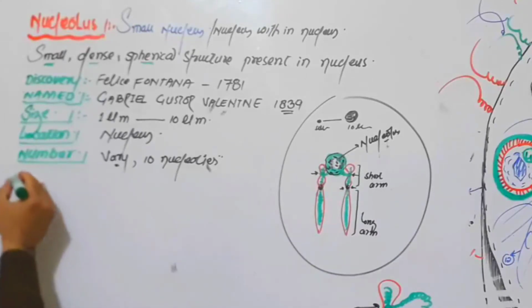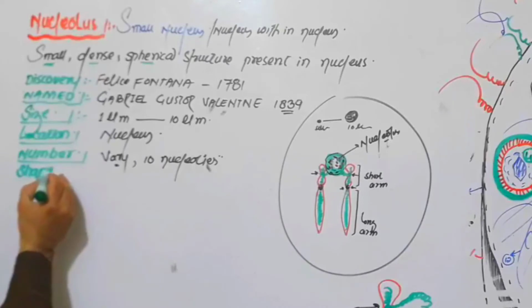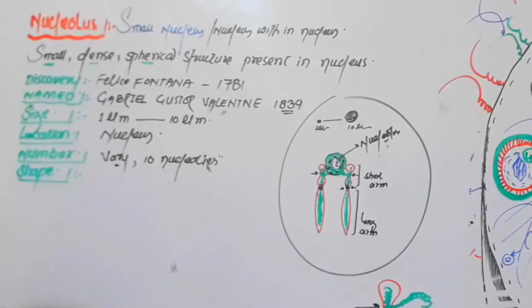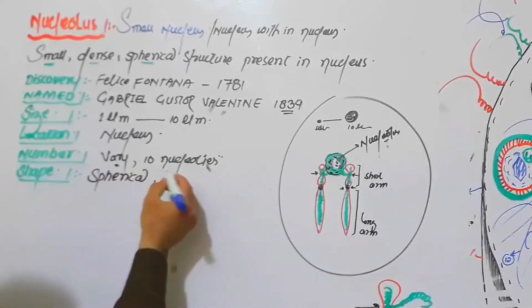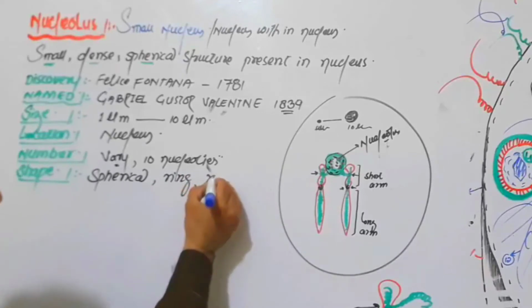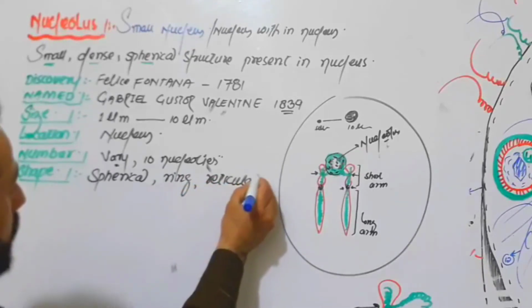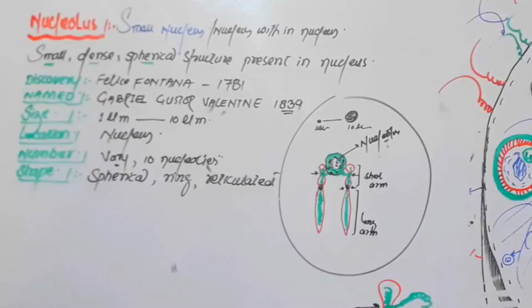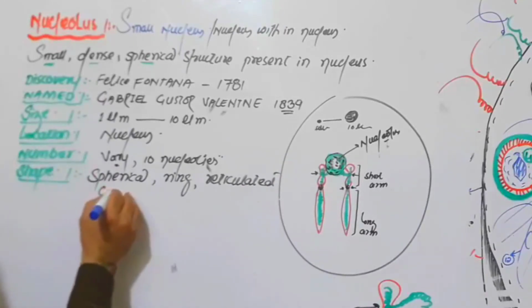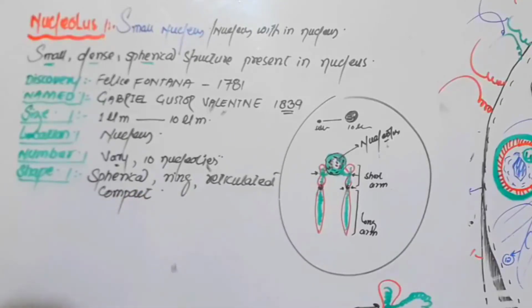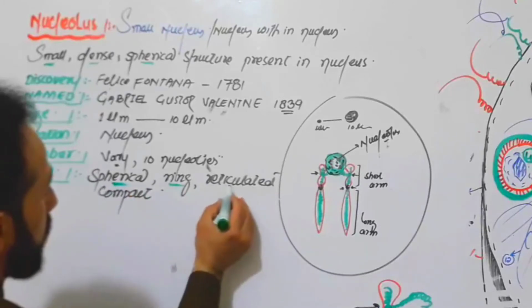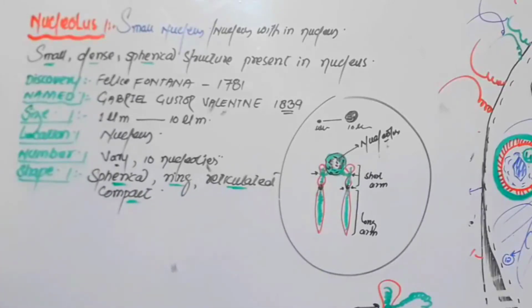Then what is the shape of the nucleolus? Its shape varies, right? In some cells it may be rounded or spherical, ring shape, or reticulated. Some cells have a spherical nucleolus, some cells have a ring-shaped one, some cells have a reticulated nucleolus, and some cells can also have a compact nucleolus. So it has different shapes: spherical, ring shape, reticulated shape, and compact shape, right?